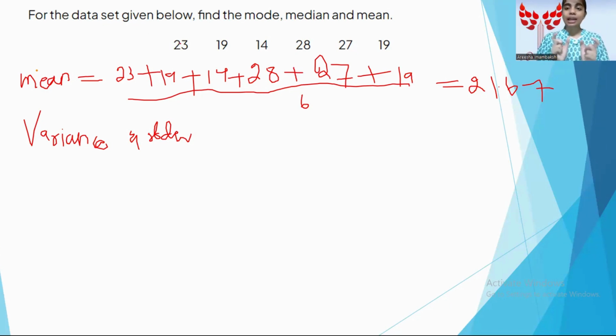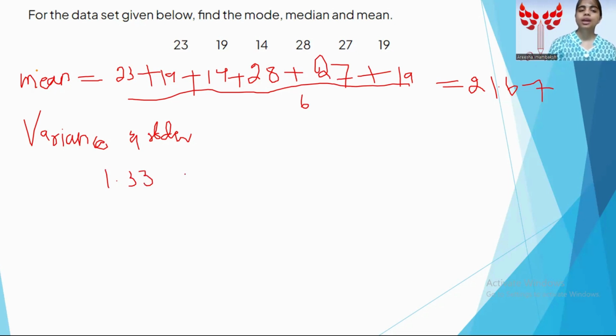So that will tell you the difference, right? That will give you the difference, okay? So let's do that. So 23 minus 21.67. Obviously I'll only be able to take out an estimate because I haven't taken the fractional value of the mean, but you can always do that when you have the calculator. So that is 1.33.